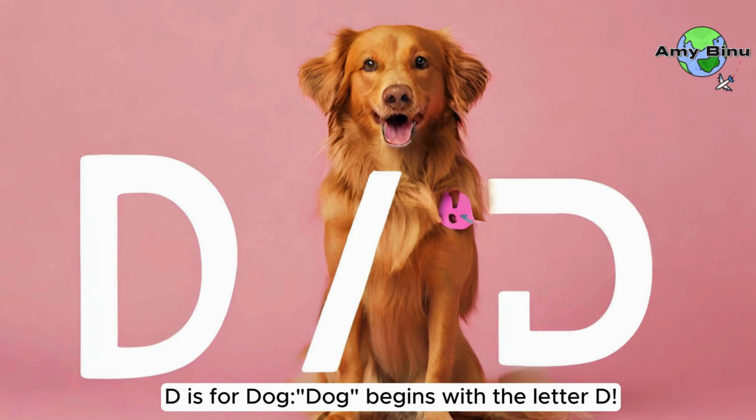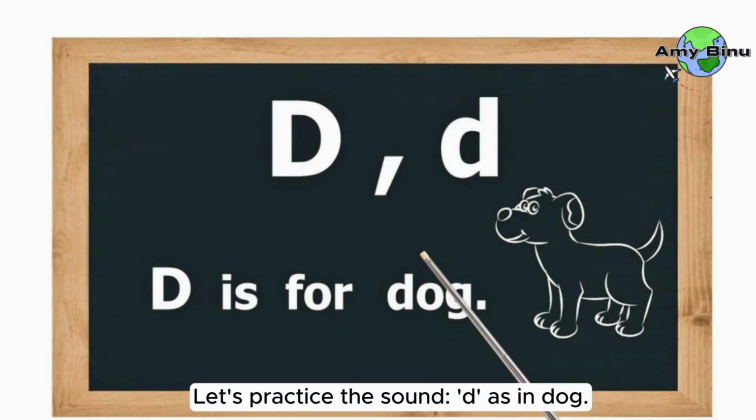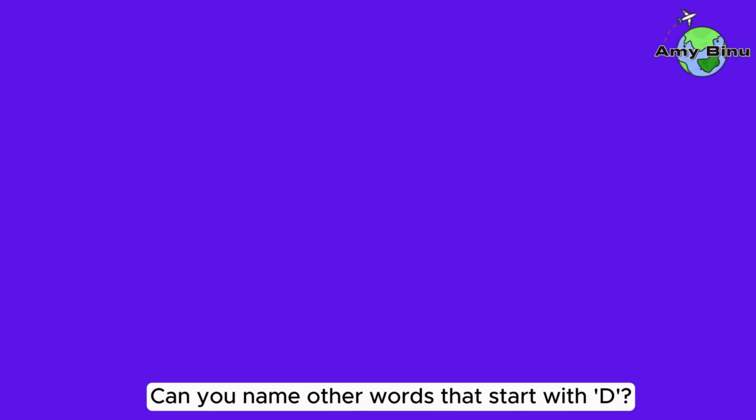D is for dog. Dog begins with the letter D. Let's practice the sound. D as in dog. Can you name other words that start with D?